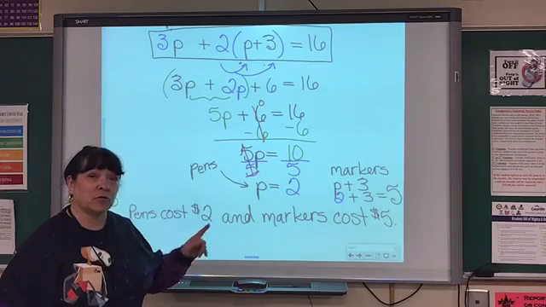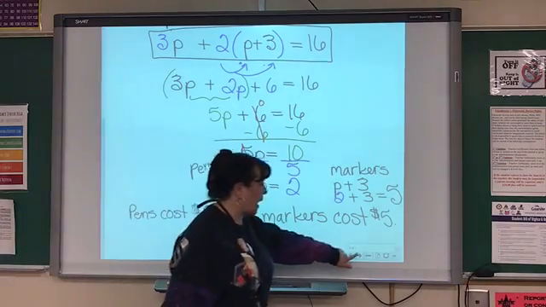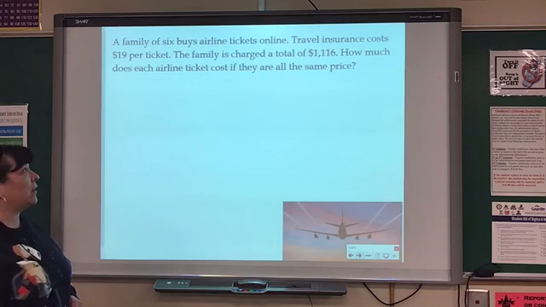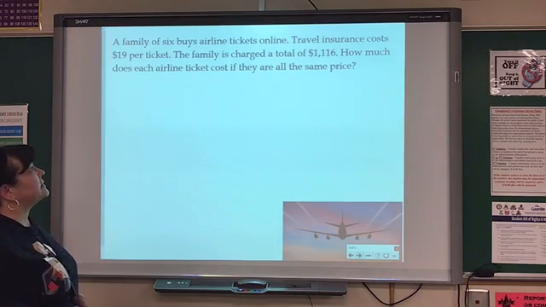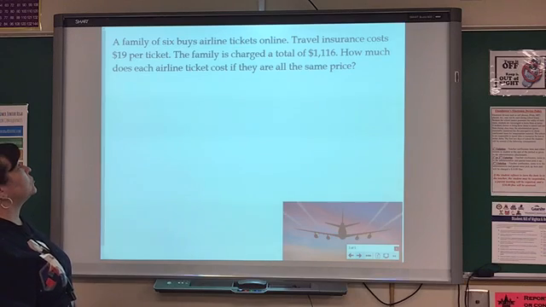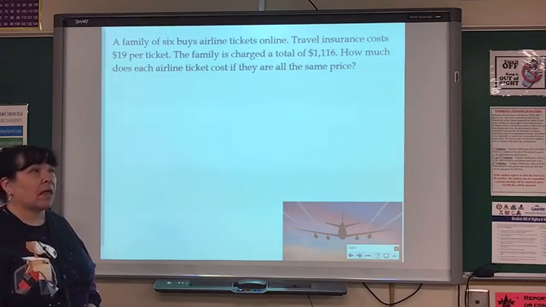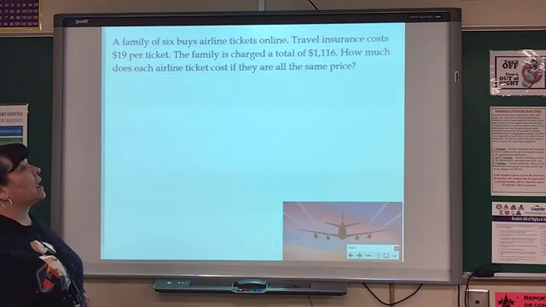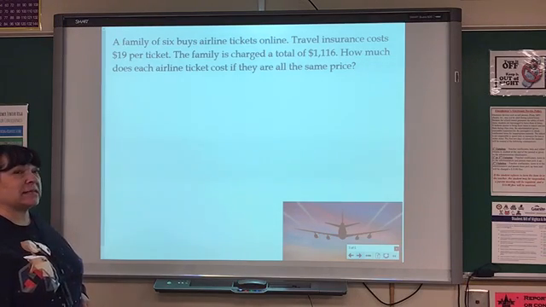We're going to move on, try one more of these. As we look at this one, a little bit of airline travel. It says a family of 6 buys airline tickets online. Travel insurance costs $19 per ticket. The family is charged a total of $1,116. How much does each airline ticket cost if they are all the same price?